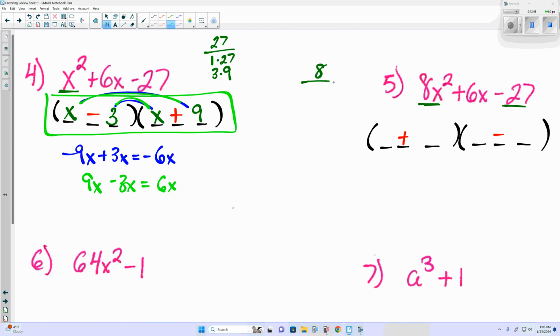So our factors of 8: 1 and 8, 2 and 4. Now we still do have the x and x, but since that's the only factors of x squared, we'll put them in first. Now we do need to pick between 1 and 8 and 2 and 4. Which one do we want to try first? 2 and 4. Factors of 27. 9 and 3.